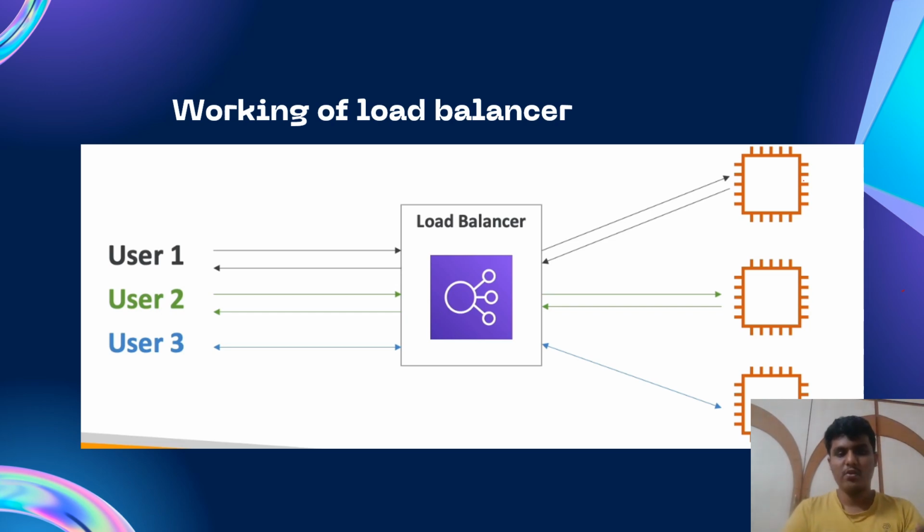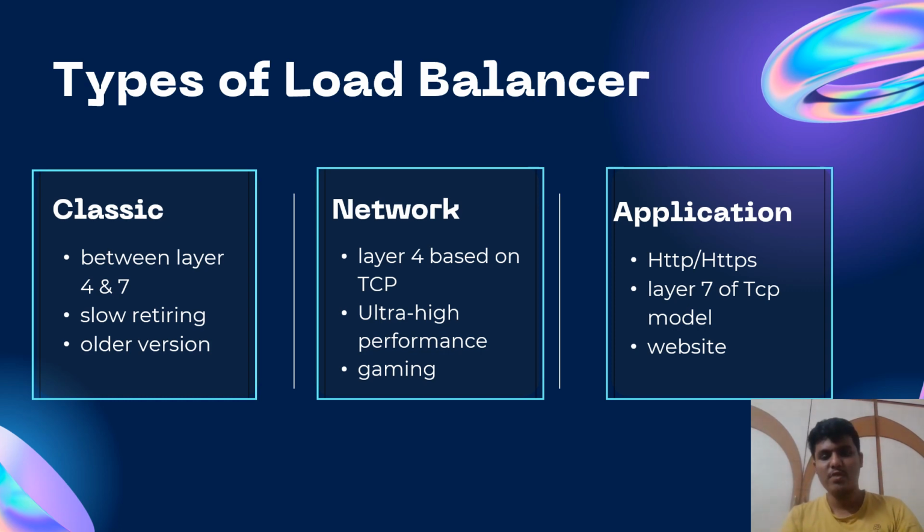So let's look at the working of the load balancer. There are different types of users accessing the same data. The load balancer's task is to fetch the data from the multiple backend servers and provide the information according to the users. Now AWS provides three types of load balancer: classic, network, and application.